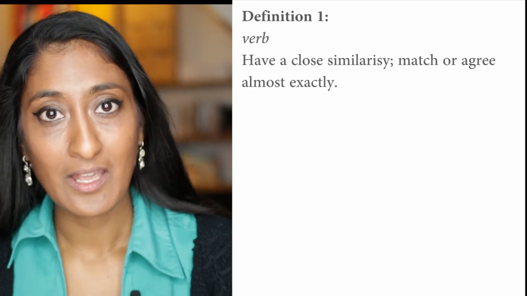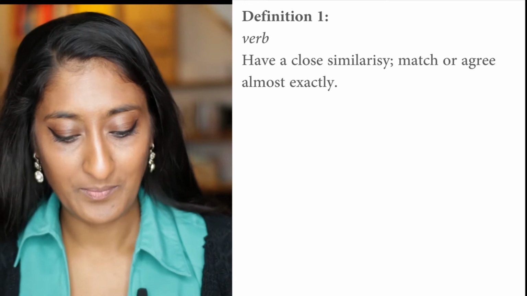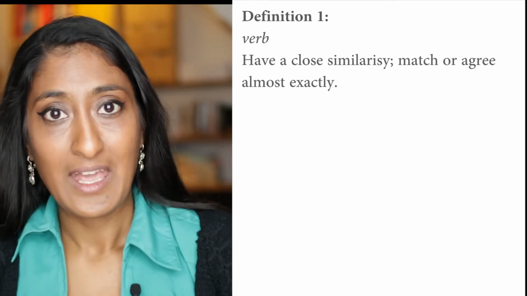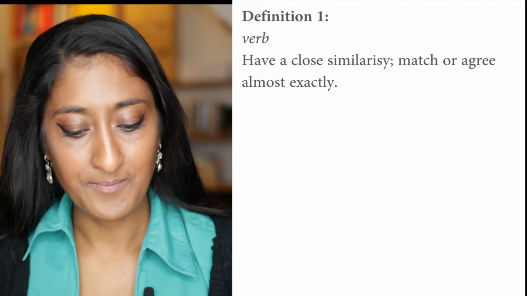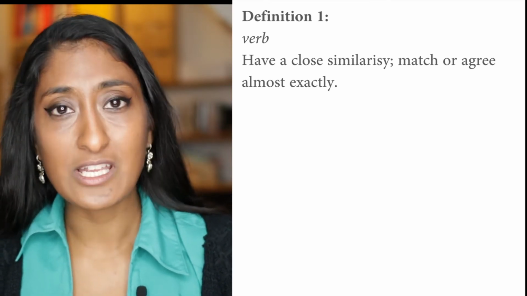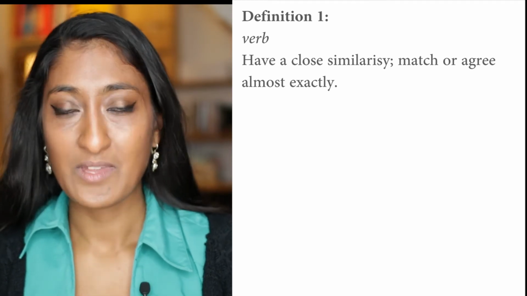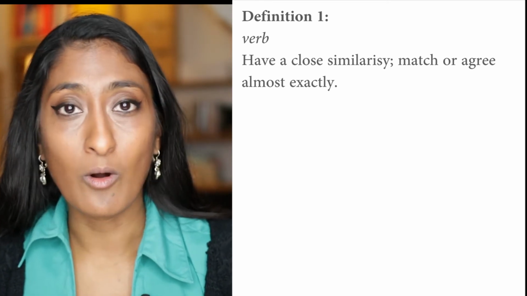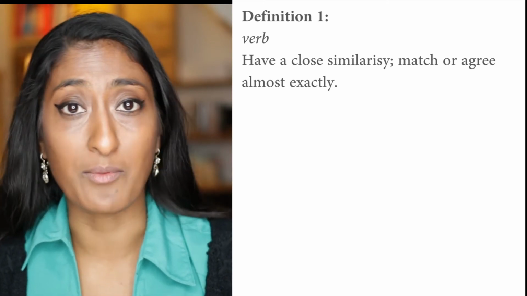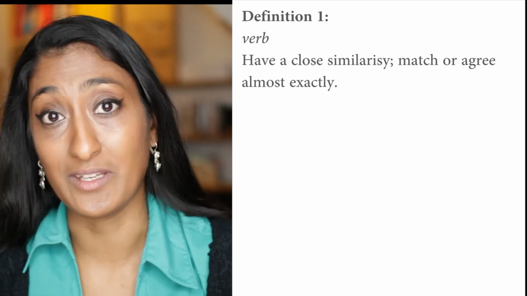Let's see if we can go through the dictionary definition. Definition 1. Now, the word correspond is used as a verb, and the first definition is have a close similarity, match or agree almost exactly. So when two things are almost the same, almost identical, you can describe them as corresponding to one another.